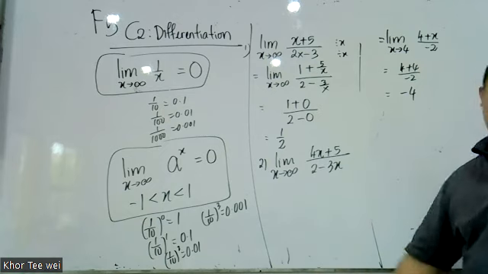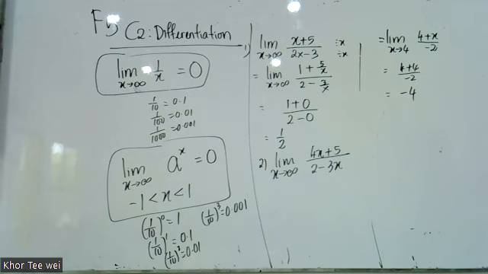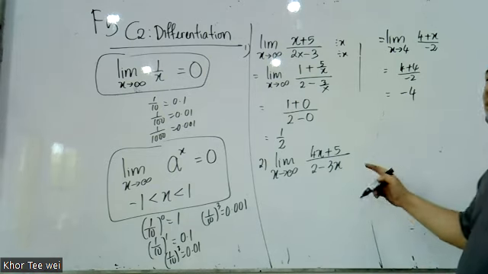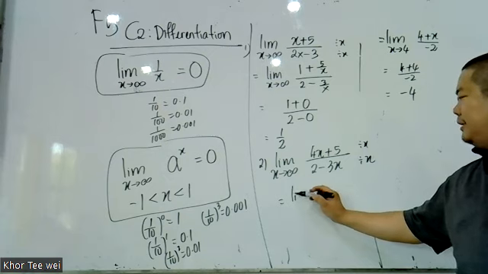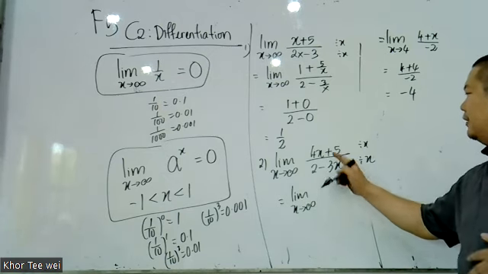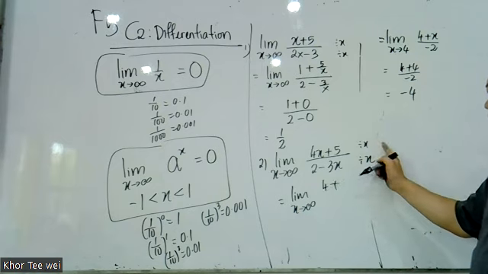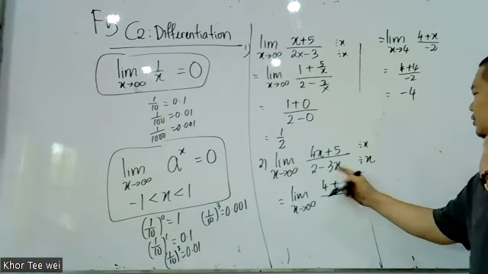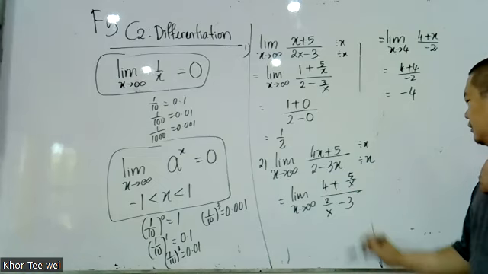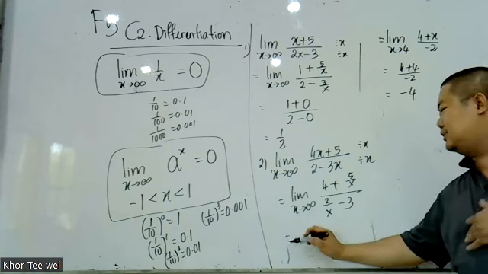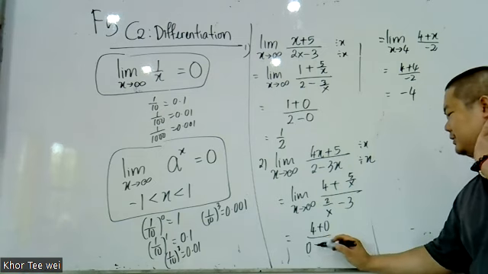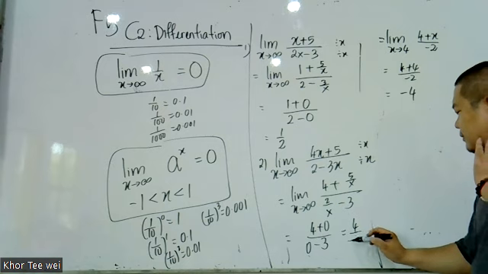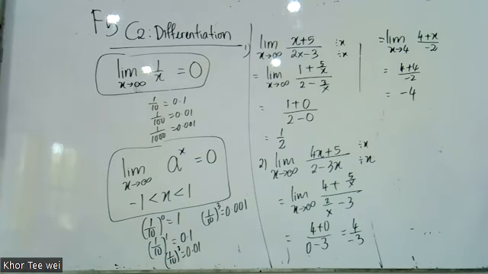3x. Okay, so if I want to find out the answer right now, on top they're having the x, bottom also having the x, so divide by x on both sides. So it means that your limit x going to infinity, 4x divided by x is 4, 5 over x is 5 over x, and then 2 over x. Okay. And after that, your answer should be 4 plus a very large number is 0. This one, very large number is 0, minus 3. So you go to 4 over -3.